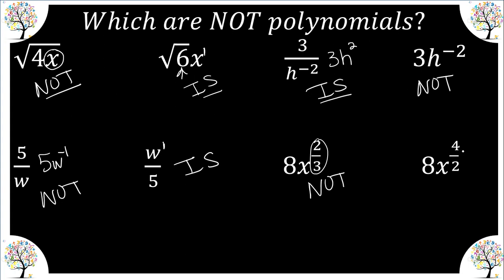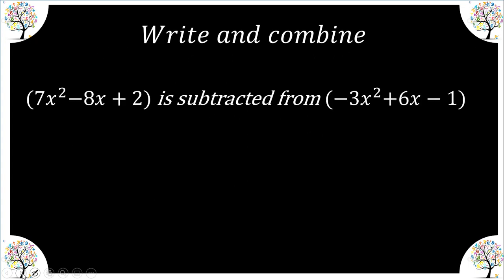And this is kind of tricky. If you simplify this, this gives us a whole number, so this is a polynomial. So when you're considering polynomials, you're looking at the exponent of the variable only, and you're looking for whole numbers, which is 0, 1, 2, 3, and so forth.